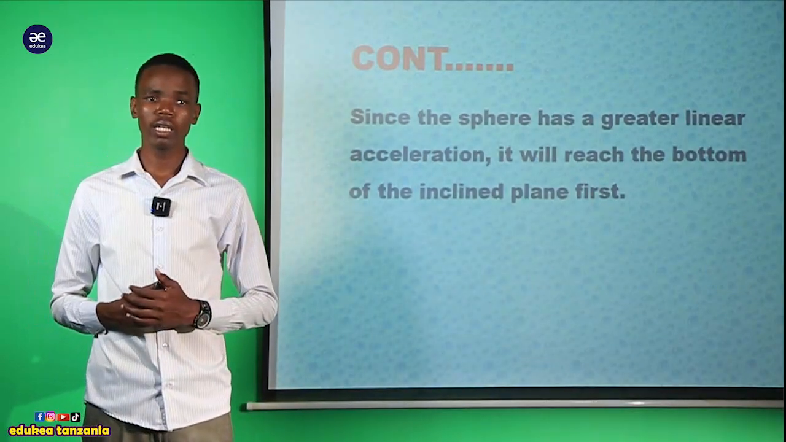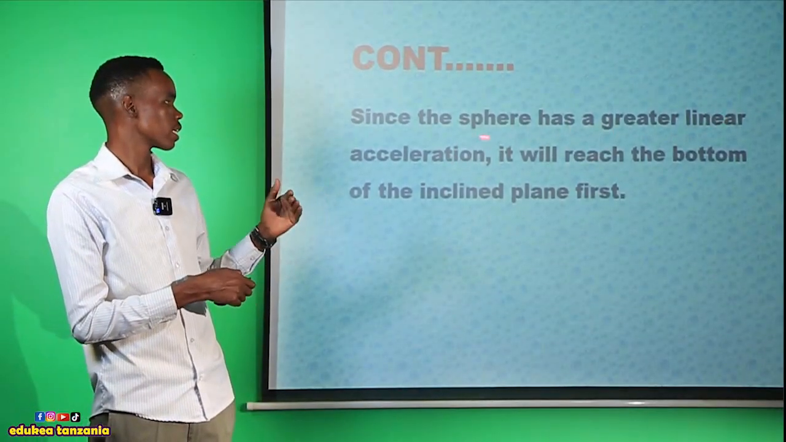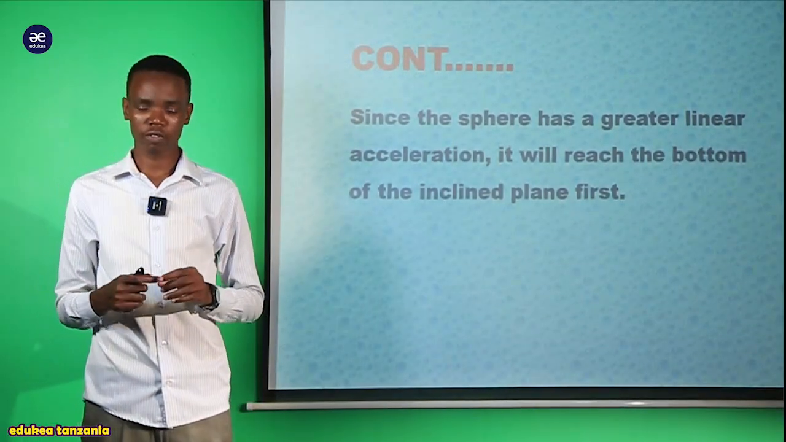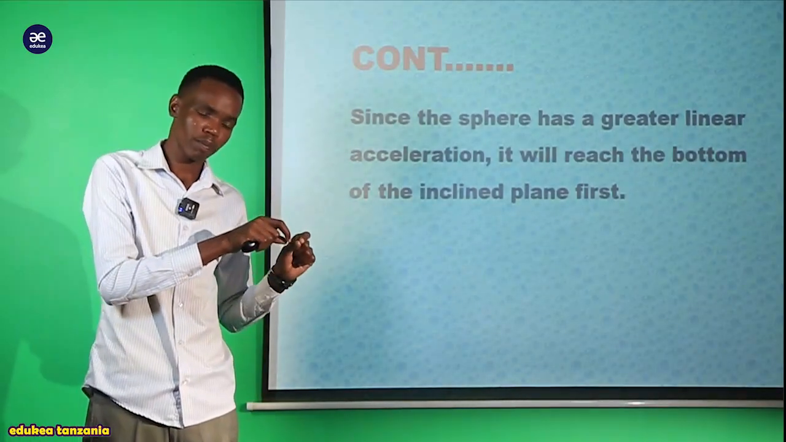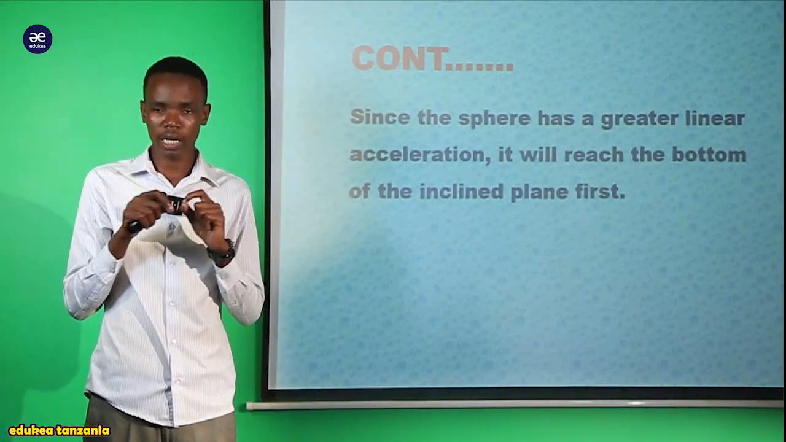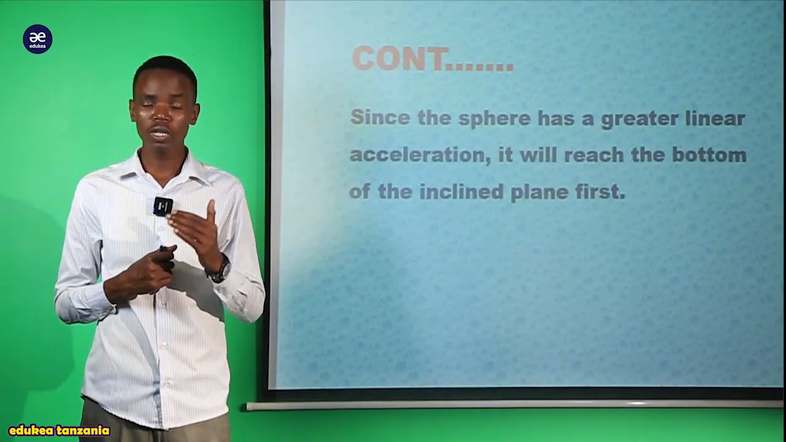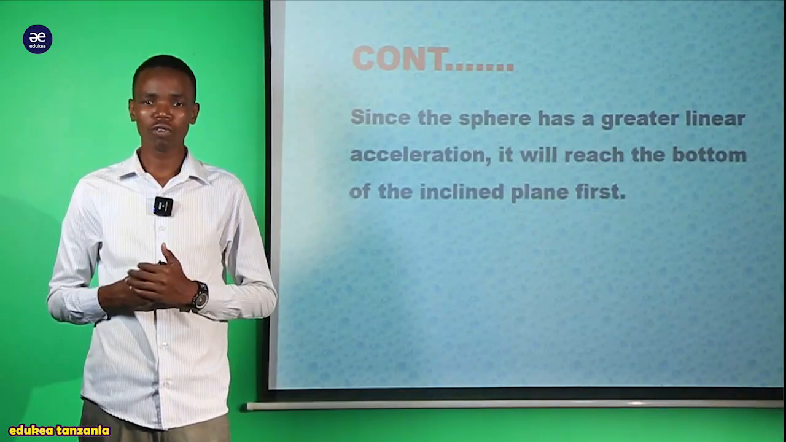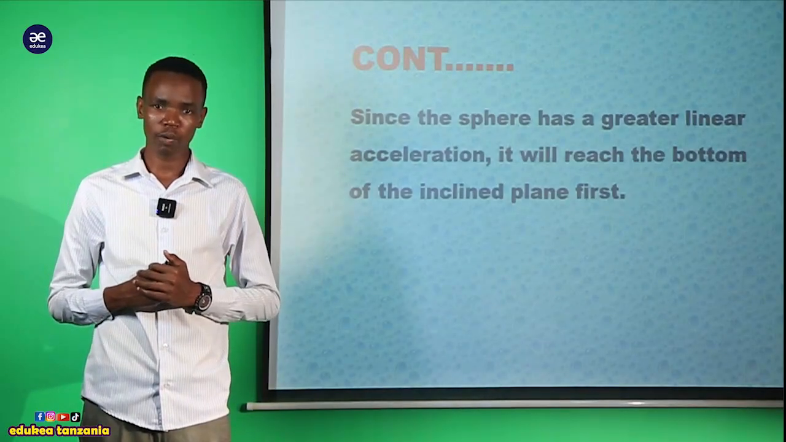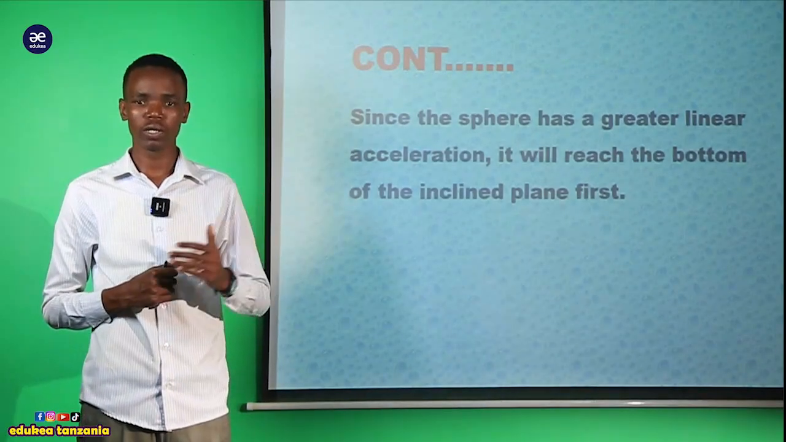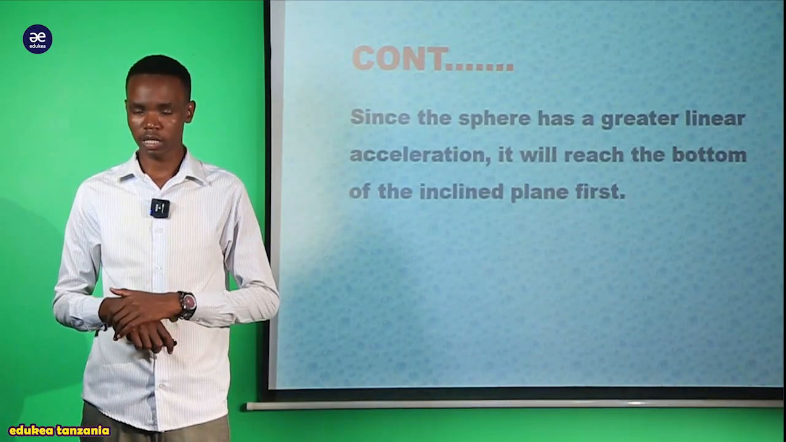So after this, as we observe, since the sphere has the greater linear acceleration, if we make a comparison between the linear acceleration of the cylinder and the sphere, we observe that the solid sphere has a higher linear acceleration compared with the cylinder. So it will arrive at the bottom faster than the cylinder.